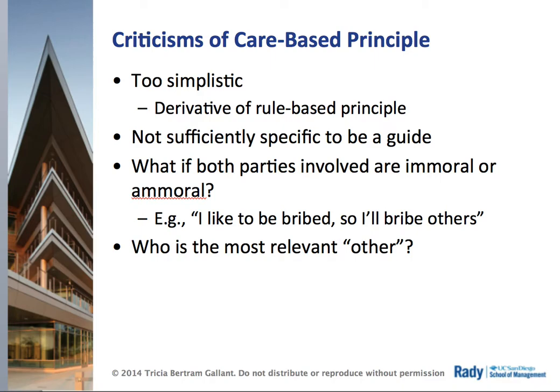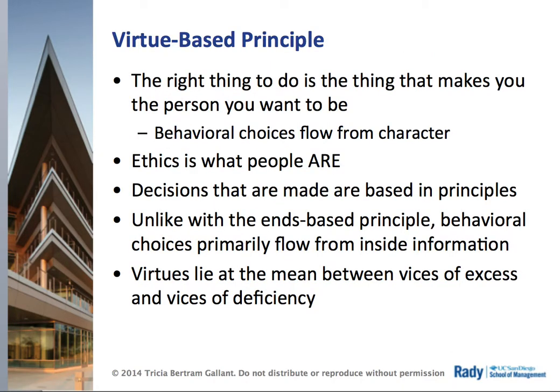Others say it's not sufficiently specific to be a guide. This "do unto others as you would have them do unto you" is so vague and so open to interpretation. What if both parties involved are immoral or amoral? For example, I like to be bribed, so I'll bribe others. So it can be used to justify immoral actions. And also a criticism of this is how do you determine who is the most relevant other? Who do you pick? This goes back to the idea of loyalty. The ends-based principle doesn't consider loyalty. Part of that problem is that it's difficult to figure out to whom I should care for, to whom I should be loyal. So then we move on to the fourth resolution principle, which is virtues-based.